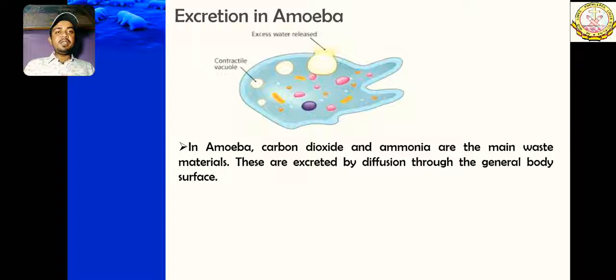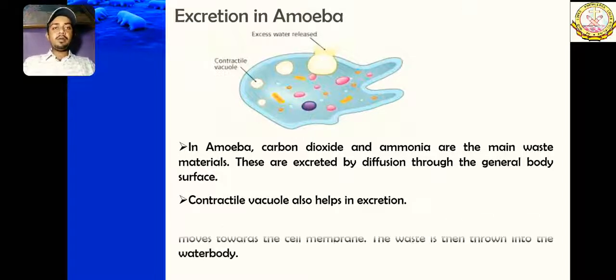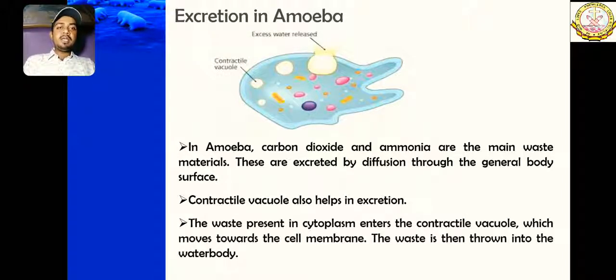These are excreted by diffusion through the general body surface. Carbon dioxide and ammonia are the two main excretory products for amoeba. The contractile vacuole also helps in excretion. The waste present in the cytoplasm enters the contractile vacuole, which moves towards the cell membrane. The waste is then thrown out into the water body.